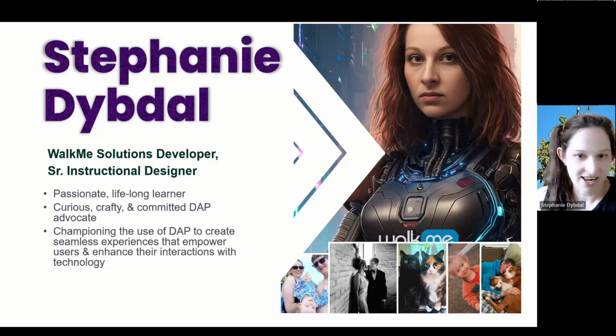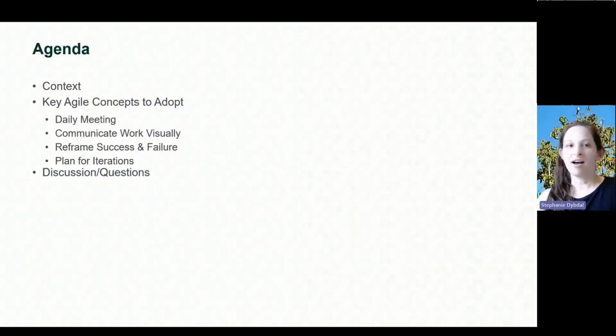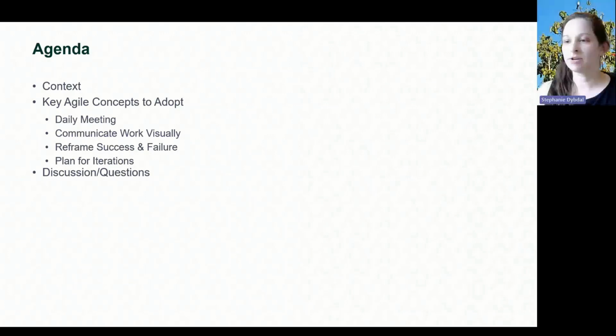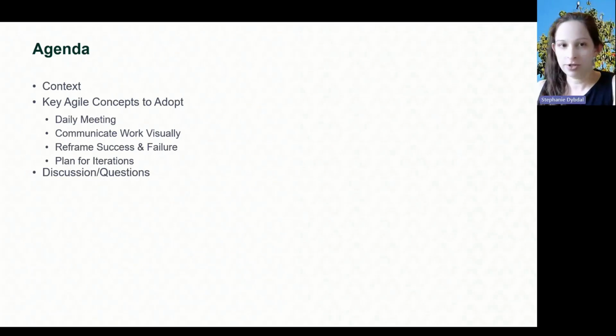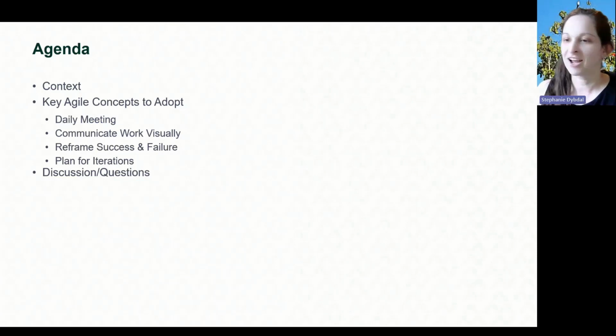So where we're going to go today, first I'm going to give a little bit of context to where we're going, what I'm talking about. And then we'll identify the key Agile concepts that I feel are the most important to adopt to be successful. And that's daily meeting, communicate, work it visually, reframe success and failure, and plan for iterations. And then we'll have discussion and questions if you guys are feeling like being a part of the conversation.